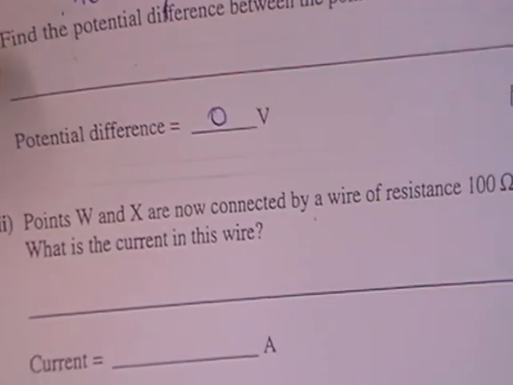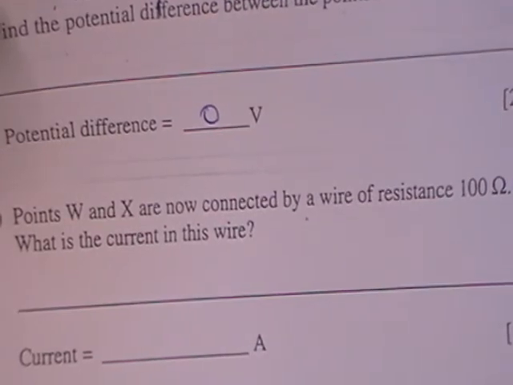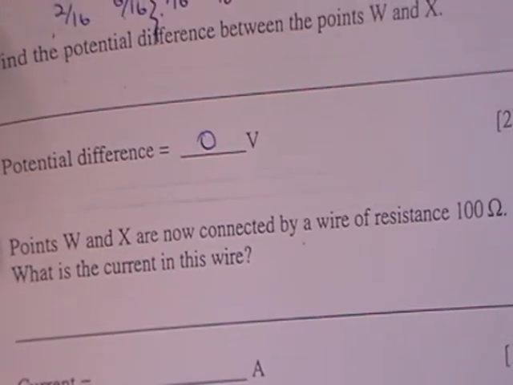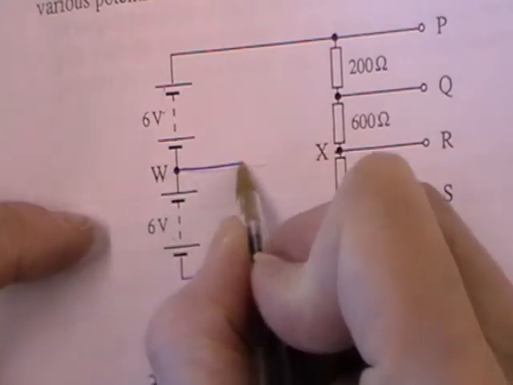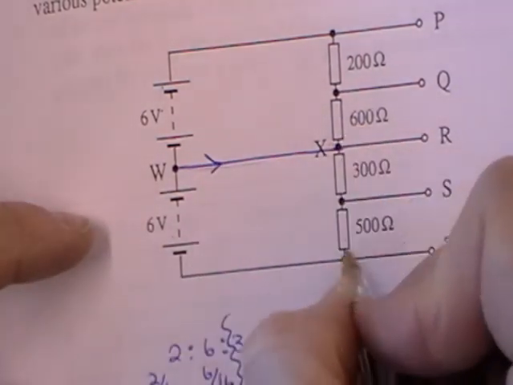Points W and X are now connected by a wire of resistance 100 ohms. What is the current in the wire? So again, what we can do is have a wee think about just what happens here. So the current is flowing. Say we do connect a wire, and I'll just put it in here. The current's going to go down that way and round, okay?